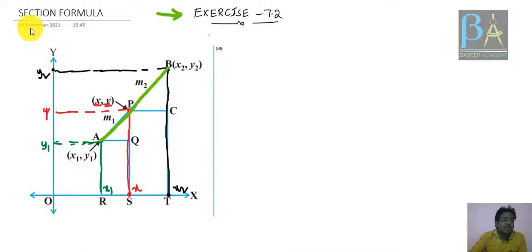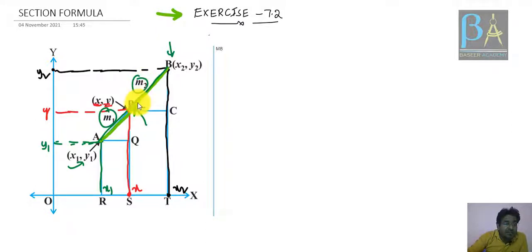A section formula is a formula which helps you in finding the coordinates of a point which is dividing a line segment joining 2 points in a certain ratio. Now you can see for yourself, we have a line segment AB, and that line segment AB is joining the points x1, y1 and x2, y2, and this line segment AB is being divided by the point P in the ratio m1 is to m2.